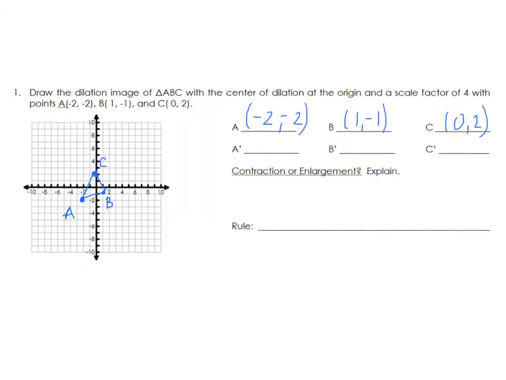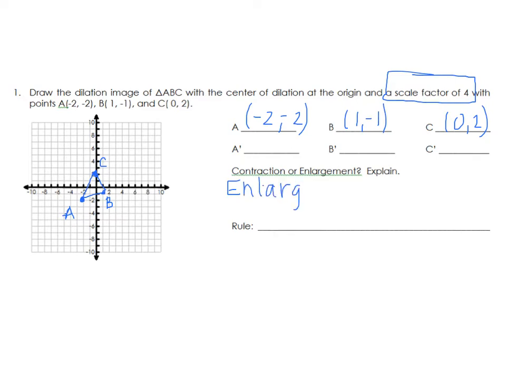So let's try an example. Draw the dilation image of triangle ABC with the center of dilation at the origin and a scale factor of 4, where points A is (-2, -2), B is (1, -1), and C is (0, 2). Because the scale factor is 4, that indicates that this is going to be an enlargement because the scale factor is larger than 1. You can kind of relate it to when we talked about exponential functions. If the base was bigger than 1, then it grew, and if it was between 0 and 1, it shrank. So this is an enlargement.